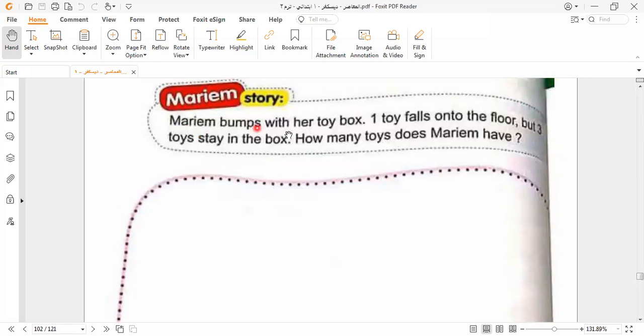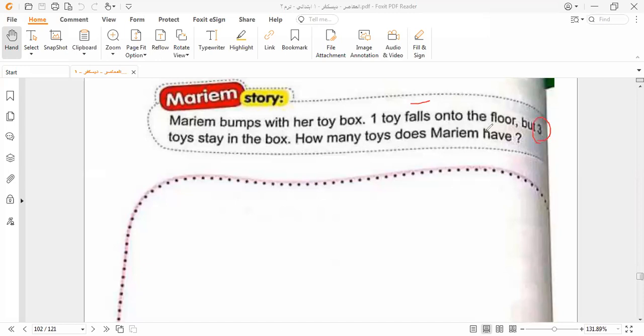Maryam bumps her toy box. One toy falls. Like falls, like takes, like anyone. So the sentence will be a problem. We have minus here. If we say fall, if I take, the problem will be minus.